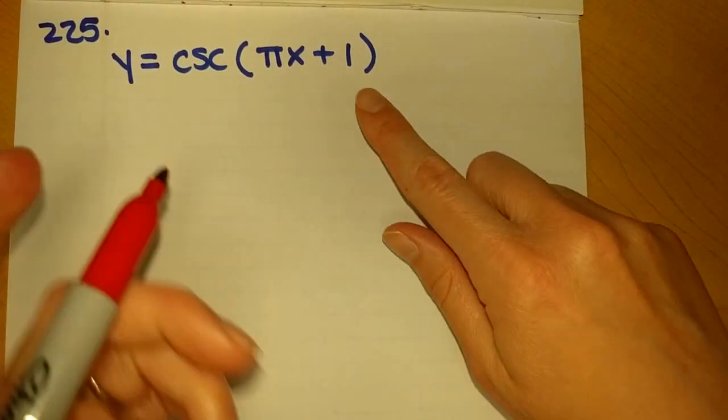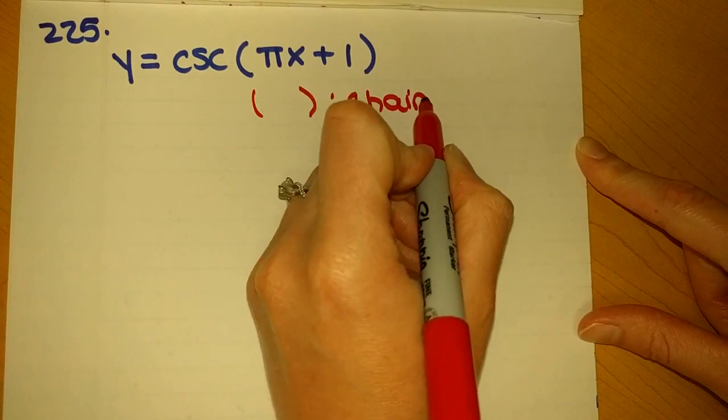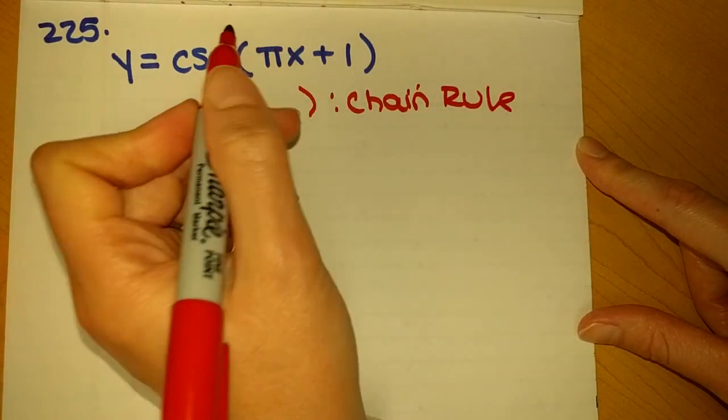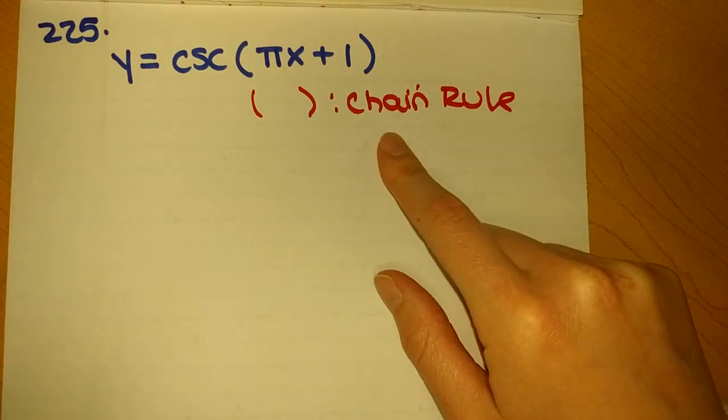So here what we see is parentheses, and anytime we have parentheses, we think about the chain rule. So it's not just an x inside those parentheses, it's more involved. It's pi x plus 1, so we need the chain rule. So there's two ways of doing this.